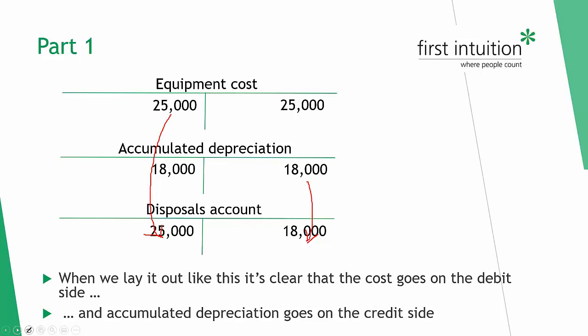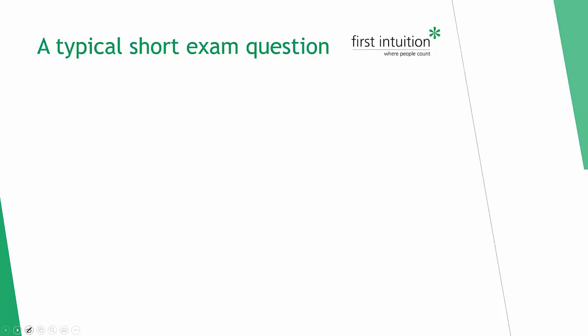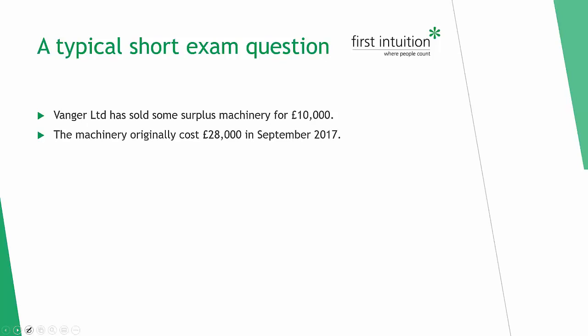Let's look at how this might appear in a typical, fairly short exam question. Bangor Limited has sold some surplus machinery for £10,000. The machinery originally cost £28,000 in September 2017. You might like to just jot key details down on your pads as we're working through this. Depreciation is at 20% using the straight line method.